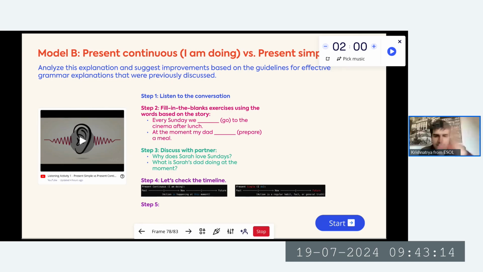So Sarah is going to do this. Sarah's going to do that. Lovely. Perfect. I will play the recording one more time. This time you have to fill in the blank spaces. So listen to the recording and fill in the blank spaces.